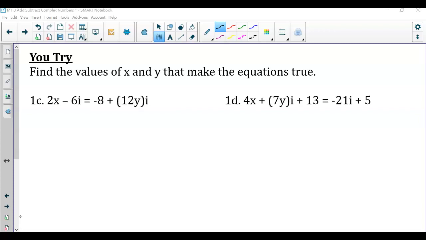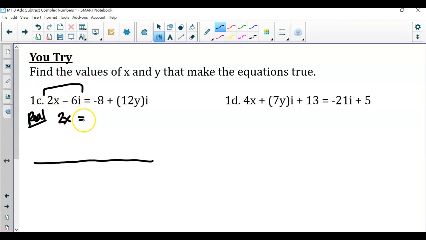And here we go. So let's go ahead and first focus on the real part. Let's first focus on our real. So on the left side, your real part is 2x. 2x is equal to the real part on our right side, which is negative 8. Now we solve for x. Divide both sides by 2, and x is equal to negative 4.